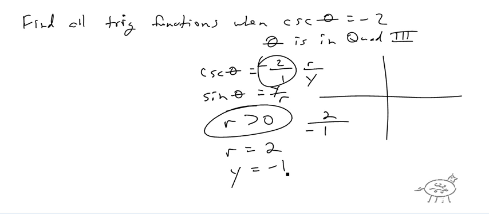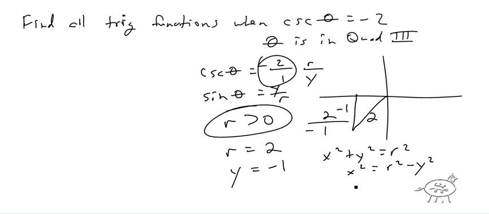Very important. Anyway, I'm in quadrant 3, so I'm going to sketch in quadrant 3. So r is 2, y is -1. Now, knowing it's quadrant 3, it basically tells us that x is negative. So we're going to use our Pythagorean theorem here: x squared plus y squared equals r squared. So x squared equals r squared minus y squared. So x equals the square root of 2 squared minus -1 squared. So x is the square root of 4 minus 1, right? That becomes positive. So 4 minus 1 is 3. So x equals the square root of 3.